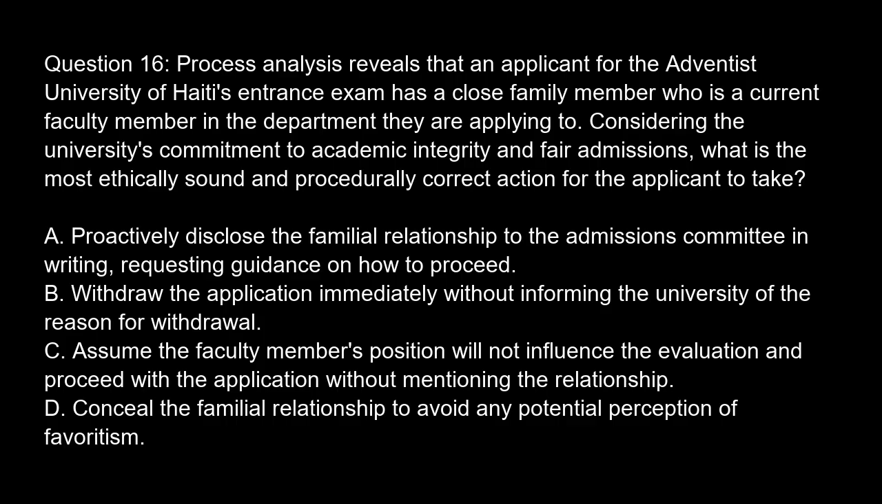Option A. Proactively disclose the familial relationship to the admissions committee in writing, requesting guidance on how to proceed. Option B. Withdraw the application immediately without informing the university of the reason for withdrawal. Option C. Assume the faculty member's position will not influence the evaluation and proceed with the application without mentioning the relationship. Option D. Conceal the familial relationship to avoid any potential perception of favoritism.